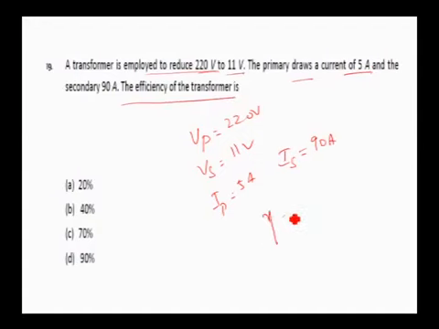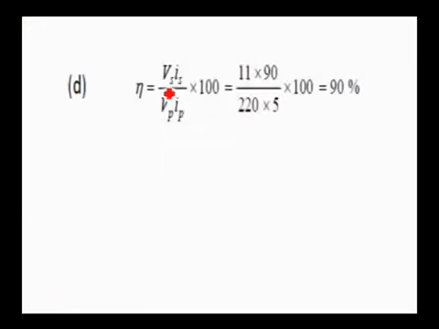See, efficiency is normally given by the ratio of the output power to the input power multiplied by 100. Output power is Vs Is divided by input power Vp IP, and substituting this we get Vs Is by Vp IP, 11 into 90 over 220 into 5. If you simplify this, 20 times, 20 times, 20 gets cancelled, finally 90 will be left, this is 90%. This is the efficiency of the transformer, which is option D.